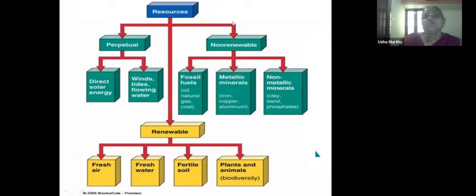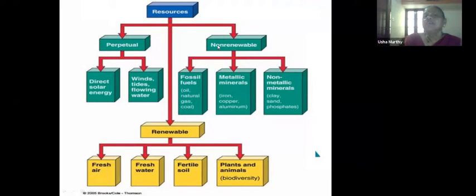And then, what are the resources? So there are basically three types of resources. Perpetual resources, that is everlasting: direct solar energy, wind, tides, flowing water. These are all direct resources, that is the perpetual resources. Then we have renewable resources: fresh air, fresh water, fertile soil, plants and animals, and with that, biodiversity. So these are all renewable.